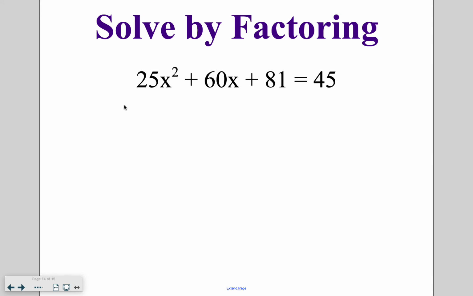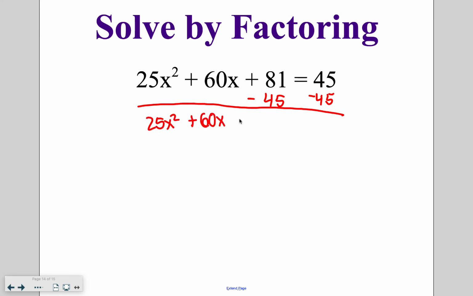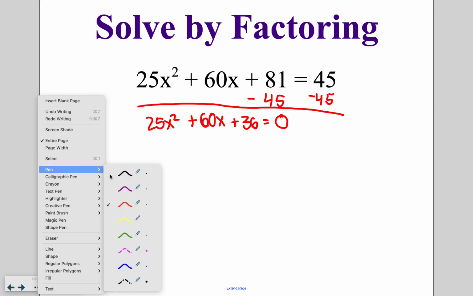Last type of example here. First thing we've got to do is get it set equal to 0. So I'm going to subtract 45 on both sides of my equation. And when I do that, I'm going to end up with 25x squared plus 60x plus 36 is equal to 0. Once again, we are in our special cases here.